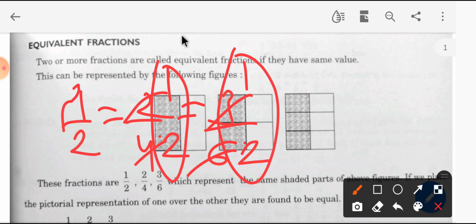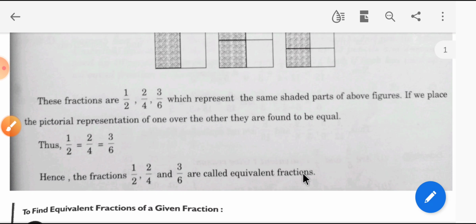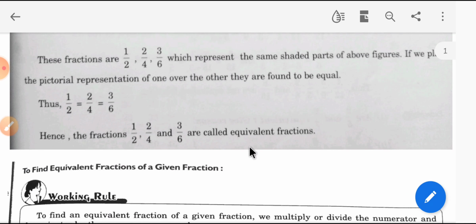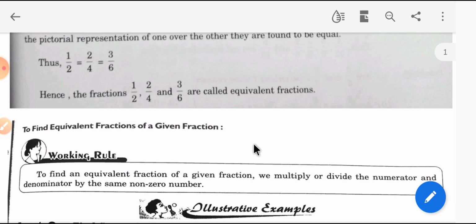It means two or more fractions are said to be equal if they have the same value. So 1 by 2, 2 by 4, 3 by 6 all are equal as they have the same value, 1 by 2. We will understand better in the following example. So this type of fractions are known as equivalent fractions.